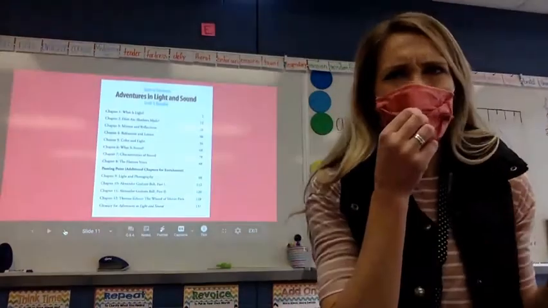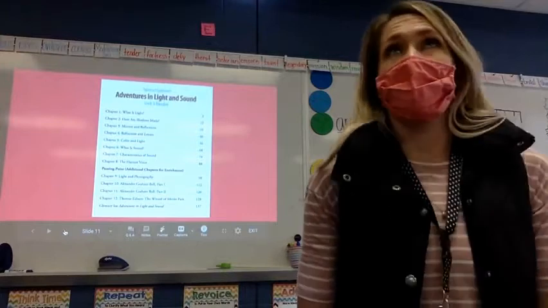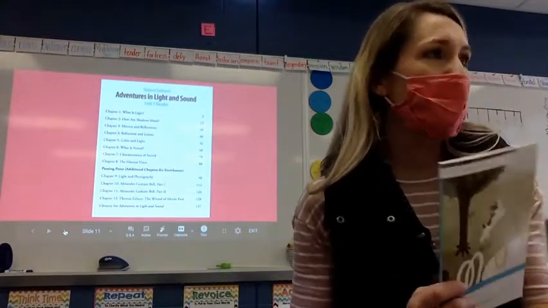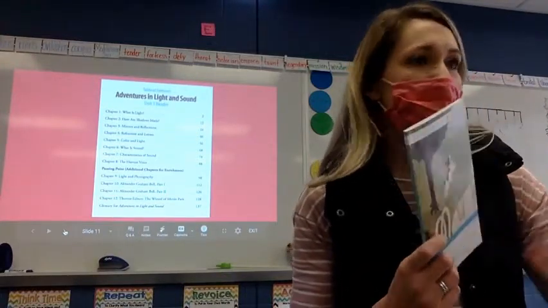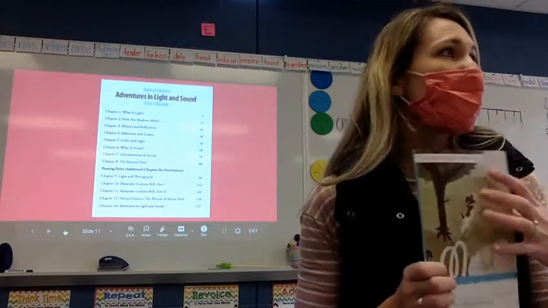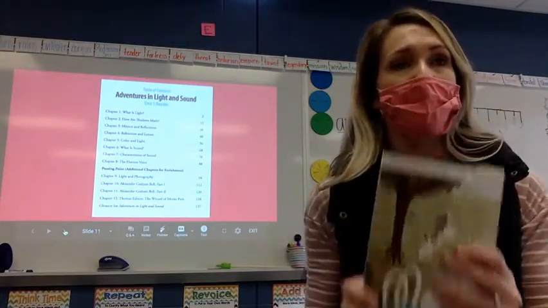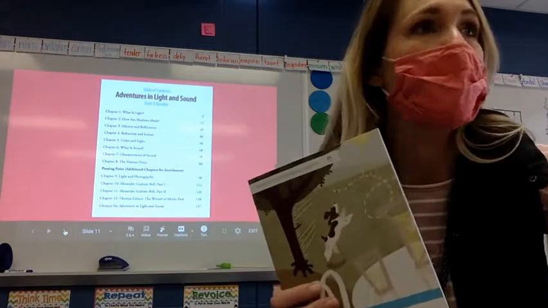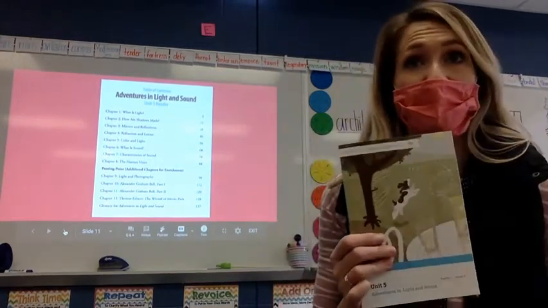Third graders, two units ago and the unit before that, we really focused a lot on text features. And we found a ton of them in our book. And we talked about their purpose and why we used them, what we used them for. And we're really going to focus back in on those text features again.